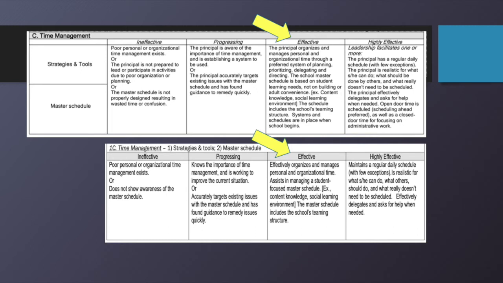So at this point, let's just give you a few minutes to think through and notice, where is the language similar, where is it different, what words may jump out at you, and then also give you just a little bit of time to read ineffective, progressing, and highly effective as well. So sit back and enjoy.